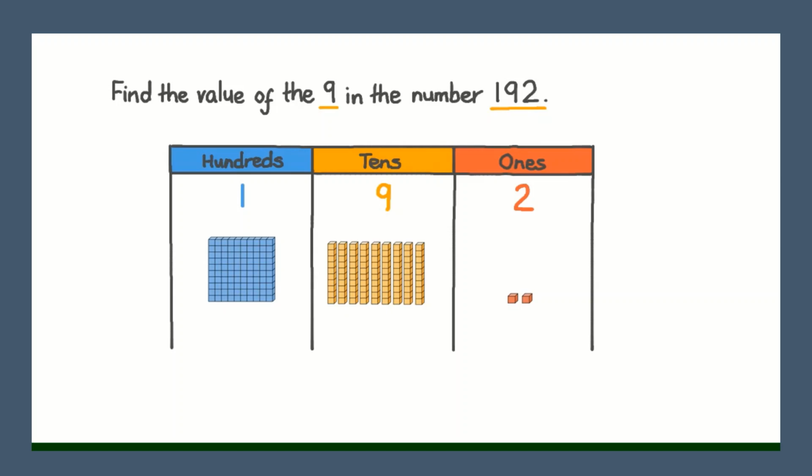Now what's the value of this? 10, 20, 30, 40, 50, 60, 70, 80, 90. We read our number as 192. And because the digit 9 is in the tens place, we know that it has a value of 90.